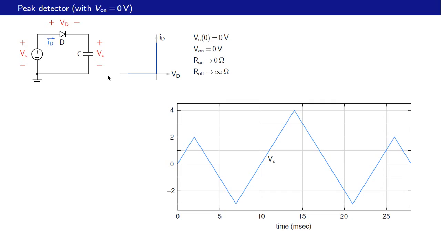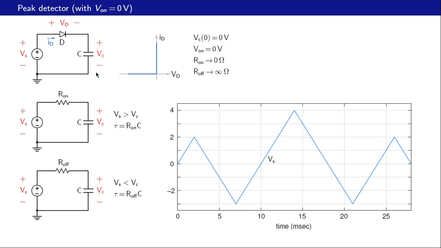We will assume that the diode is ideal. It has an on voltage of 0 volts. The capacitor voltage Vc is initially given to be 0. The input voltage given by this graph is applied, and we want to find VO as a function of time. And we assume that the diode is ideal. Its on resistance is 0 and off resistance is infinite.